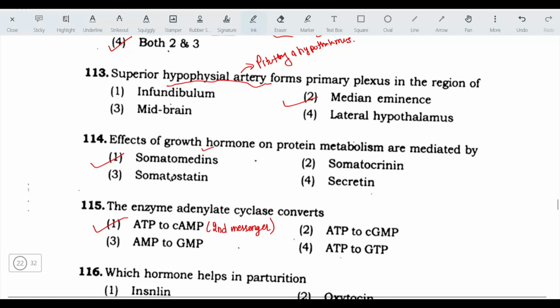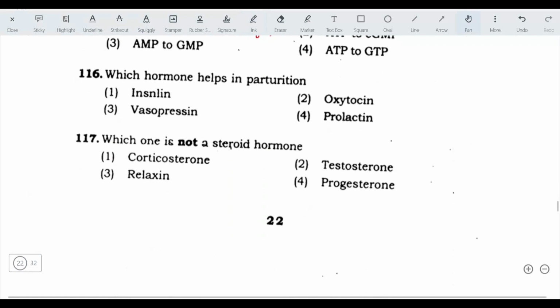Next question, which hormone helps in parturition? Very simple question, the answer is oxytocin. It is a primary hormone that plays a key role in stimulating uterine contraction. So it causes uterine contraction.